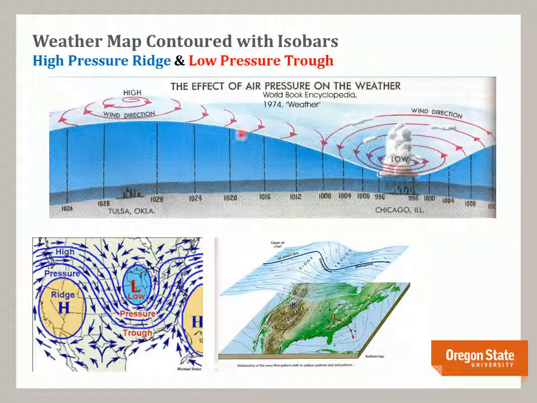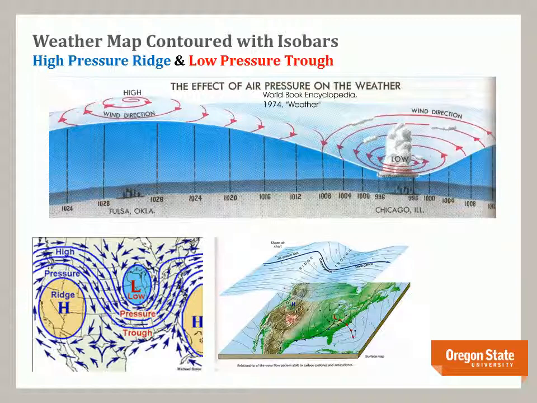The model on the top shows a high pressure hill over Tulsa. Here the weather is nice, sunny, and likely warm and dry. Note that the wind directions are clockwise around the high pressure zone. When we go down the pressure hill towards Chicago, we enter a low pressure trough where the weather is more inclement and the wind direction is counterclockwise.